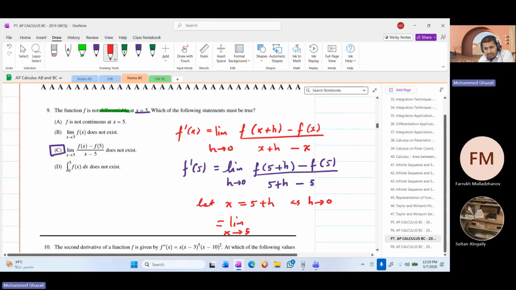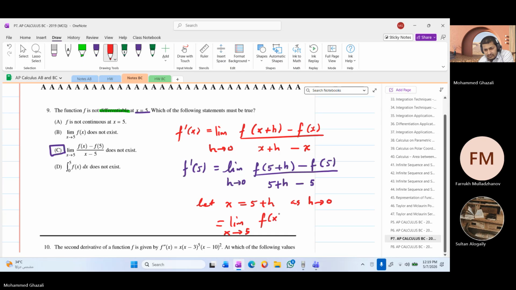What is 5 plus h? That's x. So f of x minus f of 5, which remains, that's just a constant, divided by x minus 5. So it's not differentiable at 5. You can't evaluate it, so the limit does not exist. That's what it means. If it's not differentiable, then the limit does not exist. Correct. So the answer is C in this case.